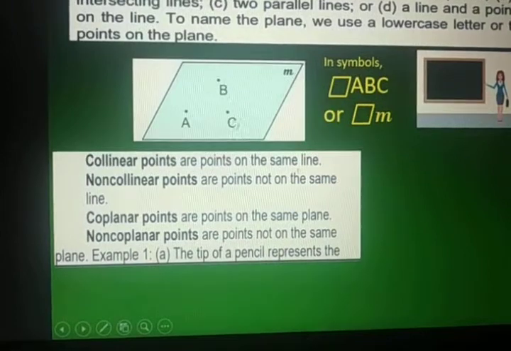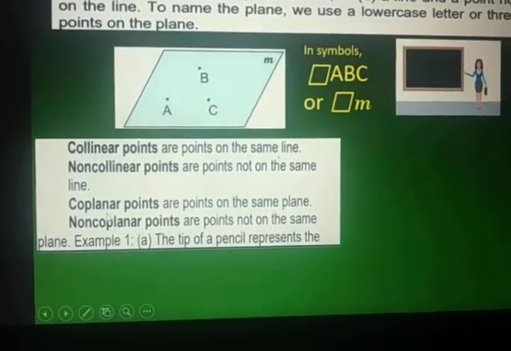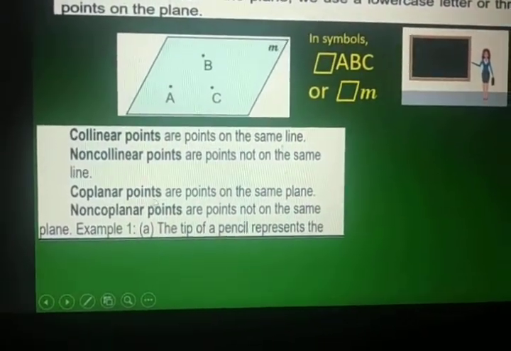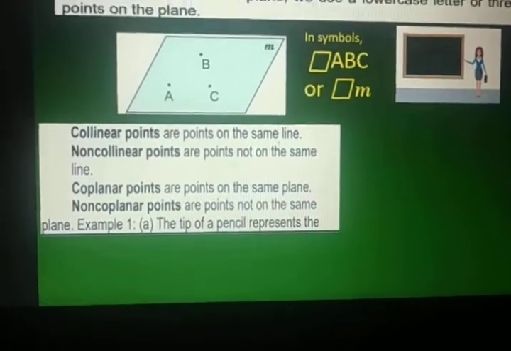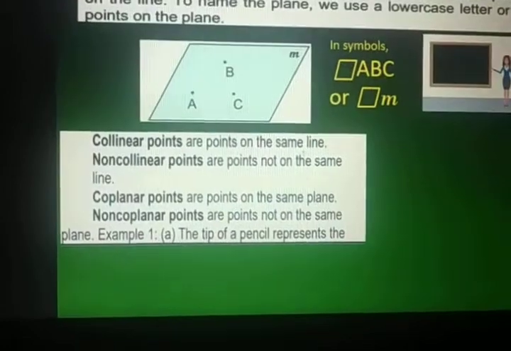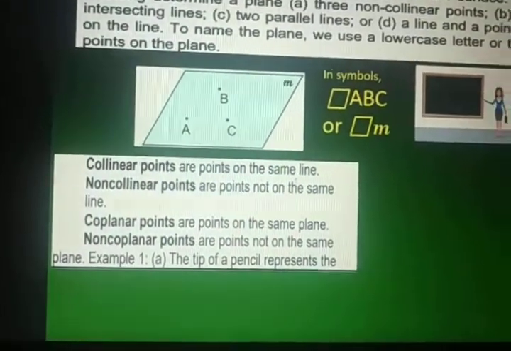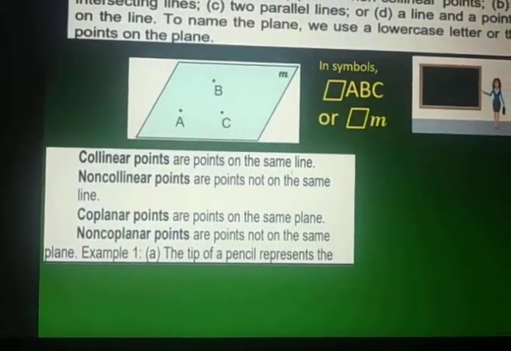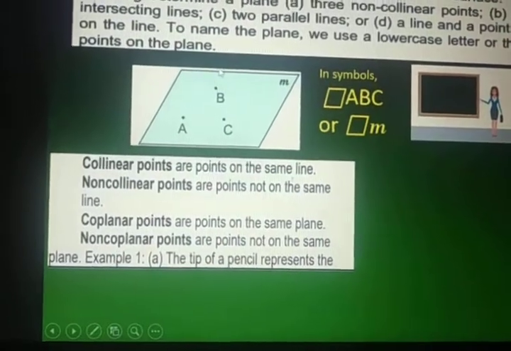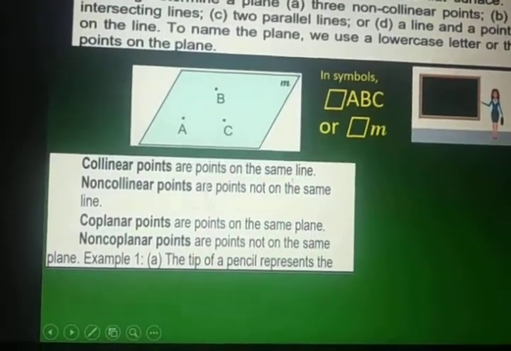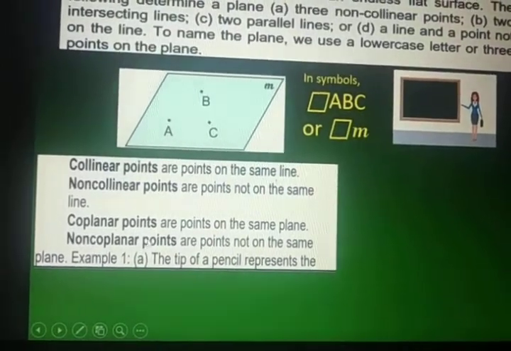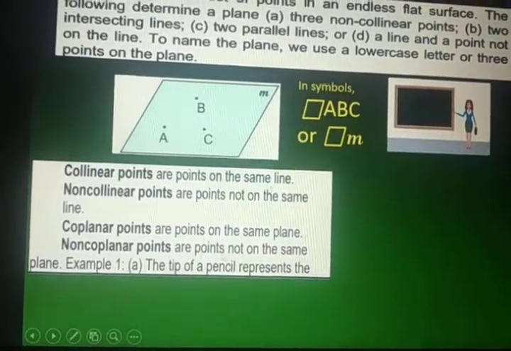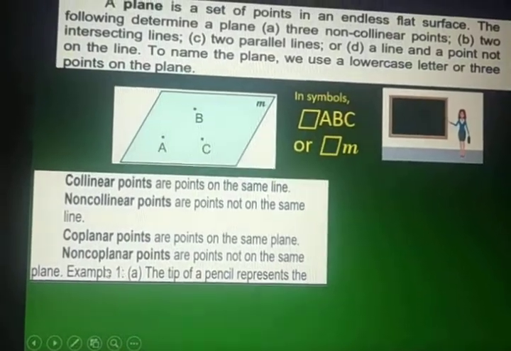Just like that. Okay. Next, coplanar points. Others would pronounce that as coplanar. It's okay as long as you understand those points. Coplanar points are points on the same plane. Just like that, they are all inside one plane. Next, non-coplanar points are points that are not on the same plane.